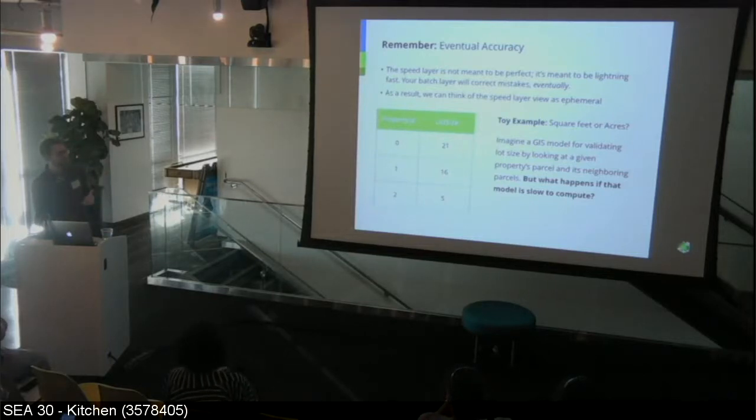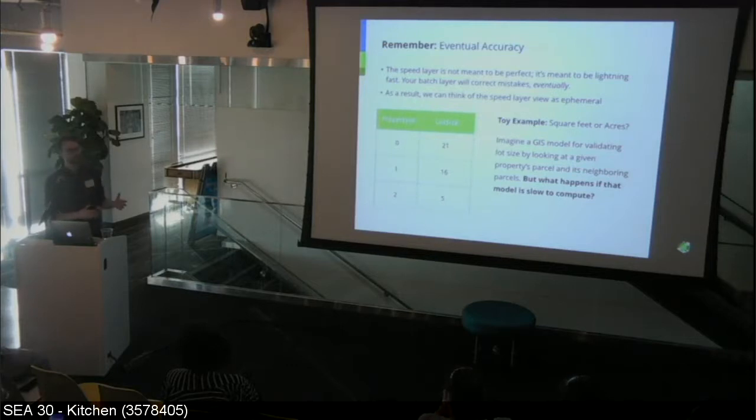You could imagine a GIS model that's trying to validate this lot size. We're looking at a given property's parcel, approximating the area of that parcel, and maybe looking at the neighbors around it and approximating those too, to get a signal on whether these lot sizes are clean or not. So the question then is, what happens if this model is very, very slow to compute? Well, your speed layer cannot afford to compute things very slowly. So maybe your decision is to throw that model away. But the good news is, even though you've made these errant calculations, your batch layer will come in and save you.